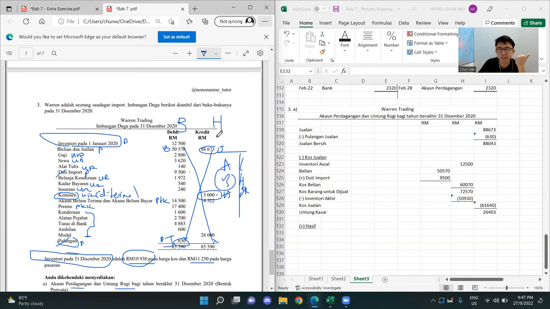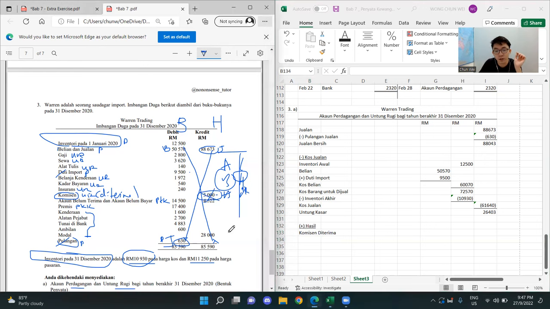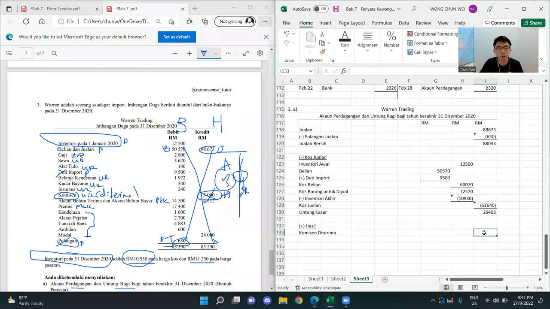So, this 3,000 is in the credit side. Credit side is in the hasil. Hence, this commission is actually a commission diterima. So, only one hasil, I guess. 4,000, this is a ABB. 28,000 is a modal. So, there is no other hasil. So, you can straight away put here 3,000.